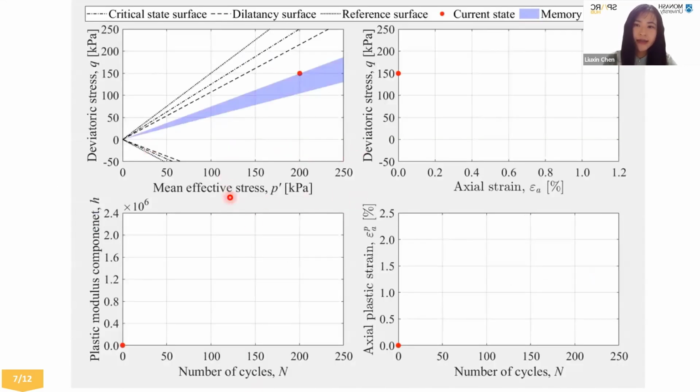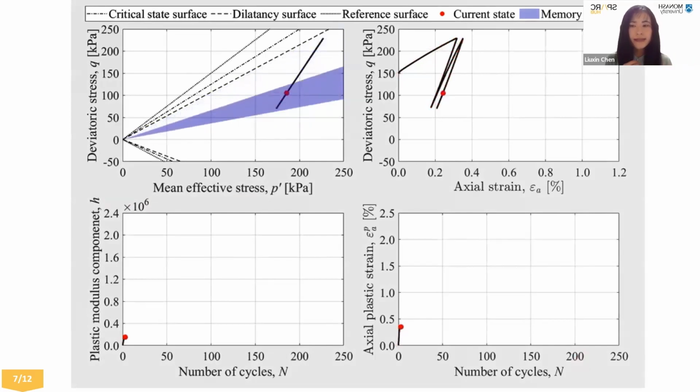So first, let's look at what these four figures are. This one is the deviatoric stress versus mean effective stress. And this one shows the deviatoric stress versus axial strain. Here, this is the plastic modulus component H. You can consider it an indicator of soil stiffness. And this is versus the number of loading cycles. Then this one shows the axial plastic strain versus the number of loading cycles.